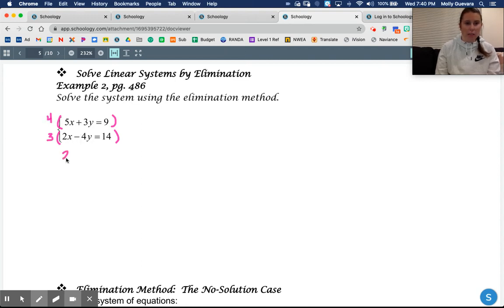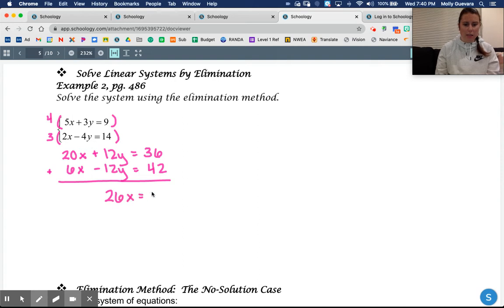So 4 times 5x is 20x plus 12y. Common mistake is people forget to multiply the 4 by the 9 as well. Okay, so 4 times 9 is 36. So you have to make sure that you multiply every single term. 3 times 2x is 6x. Then I have a negative 12y, and 3 times 14 is 42. So now I have a variable that's going to eliminate, so I can add those equations together. The y's go away, and I get 26x is equal to 78. Divide both sides by 26, and I get x equals 3.